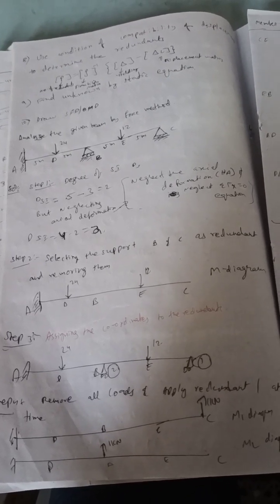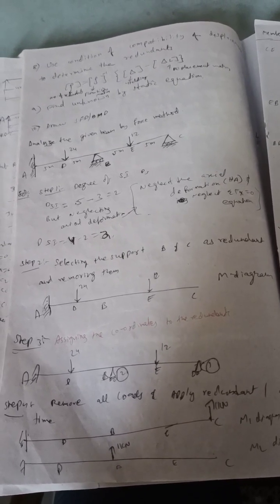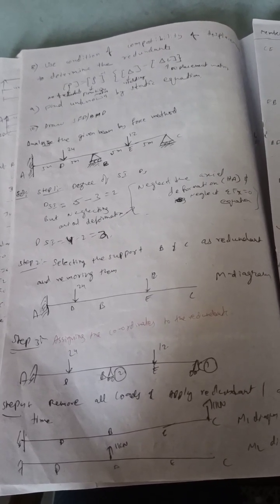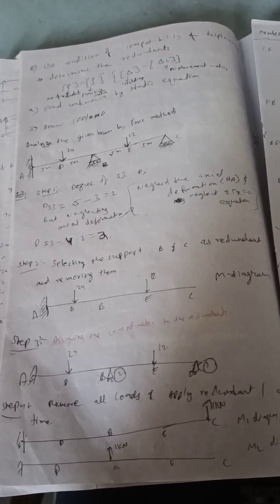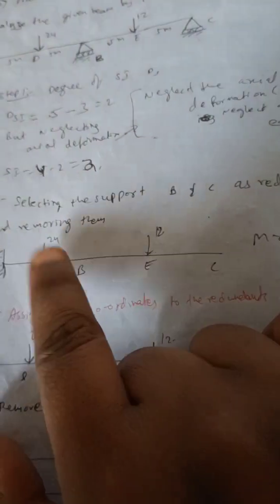Now selecting the supports B and C as redundants and removing them. So we have selected B and C as redundants. Now removing those redundants, that means removing RB and RC, removing those supports, we need to draw a diagram. You can see the diagram here, with just the loads; at B and C we have removed the reactions. This diagram is known as the M diagram.